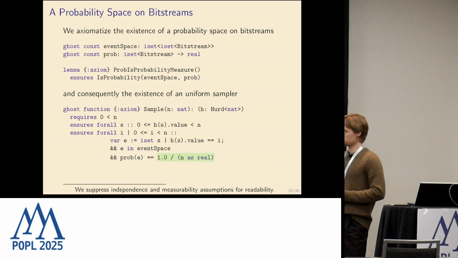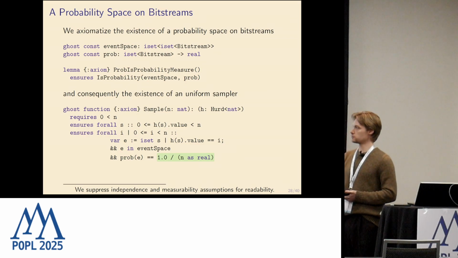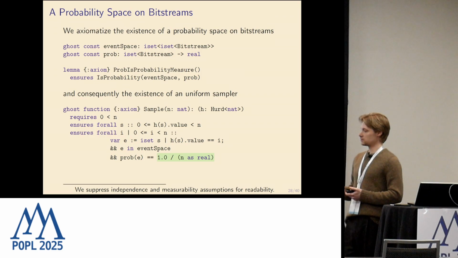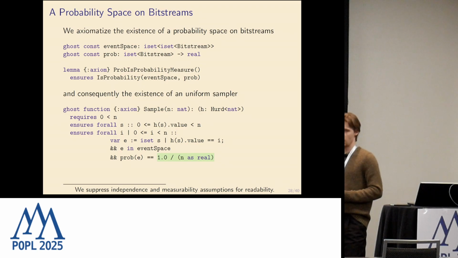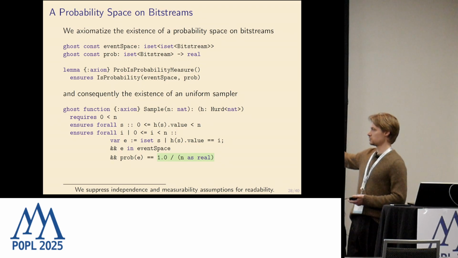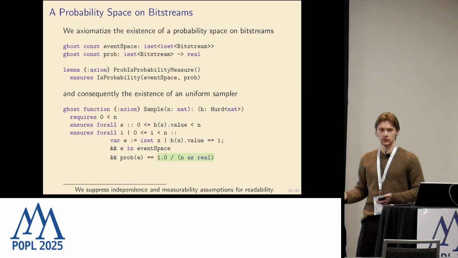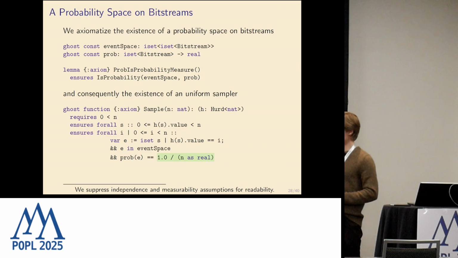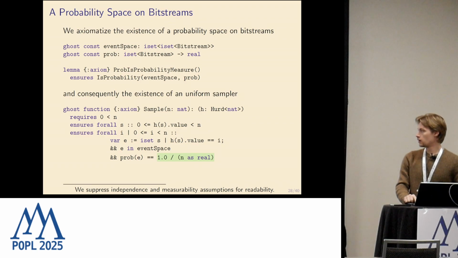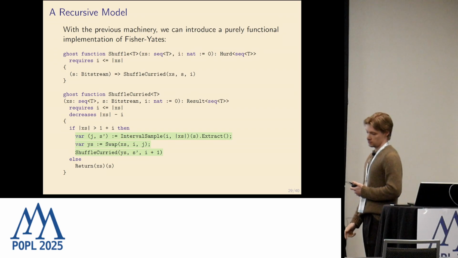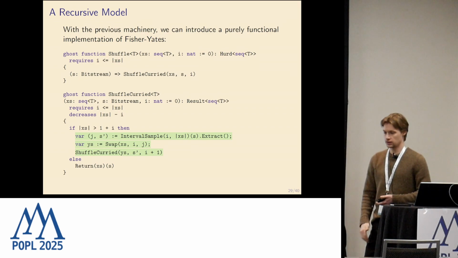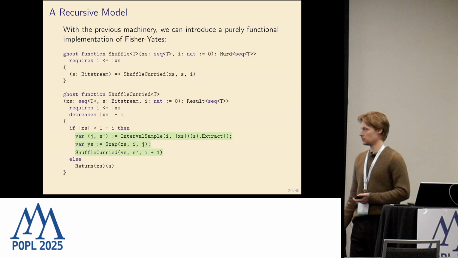Then we axiomatize the existence of a uniform sampler that returns values between 0 and n. And this is indeed a uniform sampler if, for any I between 0 and n, the probability of all the bit streams that under H map to I is 1 over n. And that's what I was talking about before, that everything gets reduced to measuring the probability of these sets of bit streams.